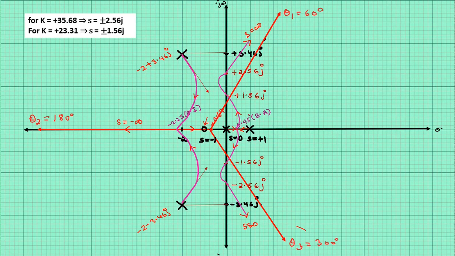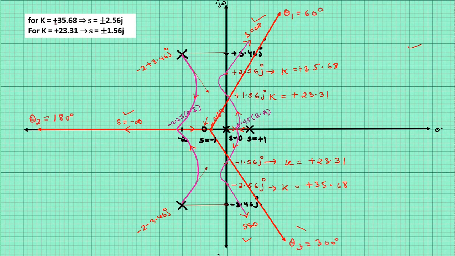That means because we have three angles of asymptotes, we have three branches of root locus which are approaching infinity. This branch is also approaching infinity, this branch is approaching infinity, and this branch is approaching infinity, and one of the branches of the root locus will approach this zero of s equal to minus 1. So in this way we can draw the whole root locus. Now we have to comment on the stability of the system.